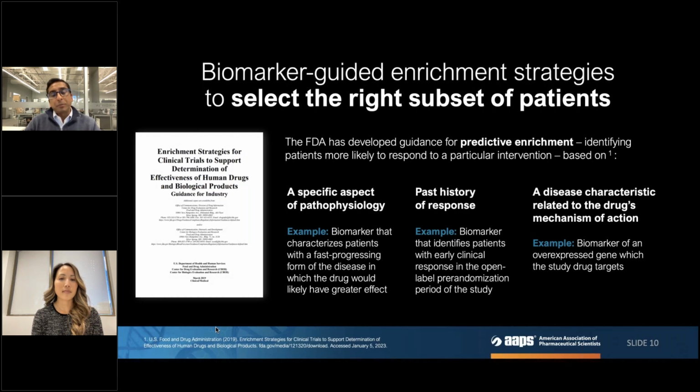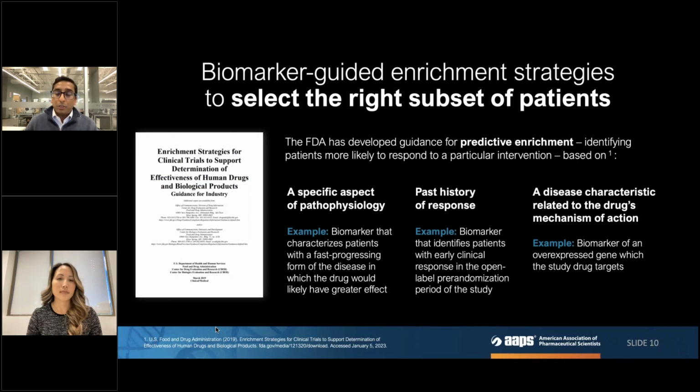Now, these types of markers can broadly be brought down into three areas. The first is markers that identify a specific aspect of pathobiology or pathophysiology. An example of this would be a biomarker that characterizes patients with a fast progressing versus a slower, more indolent progression of the disease, in which a drug would likely have a beneficial effect under a shorter period of time. The second type of markers are those markers that indicate a past history of response. For example, a biomarker that identifies patients with early clinical response in an open label pre-randomized period of the study.